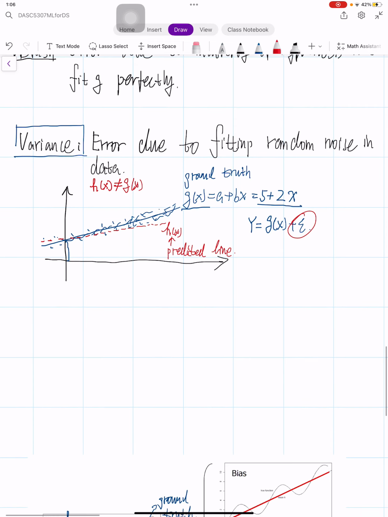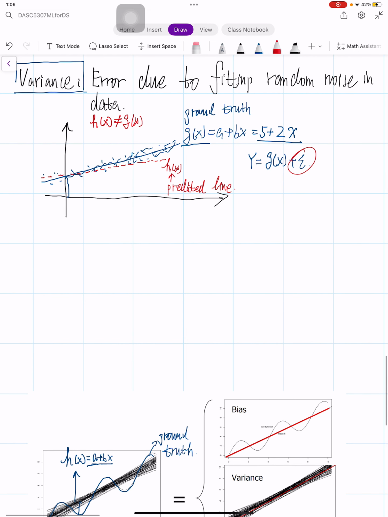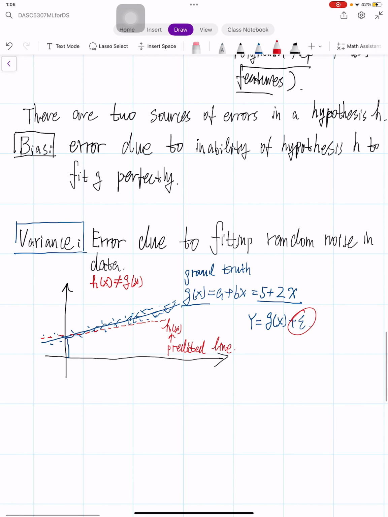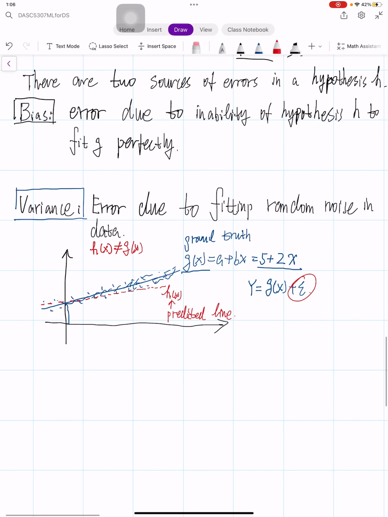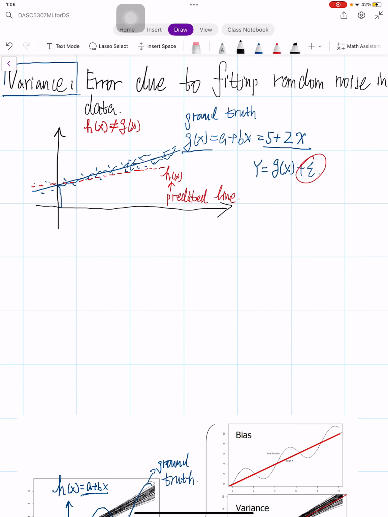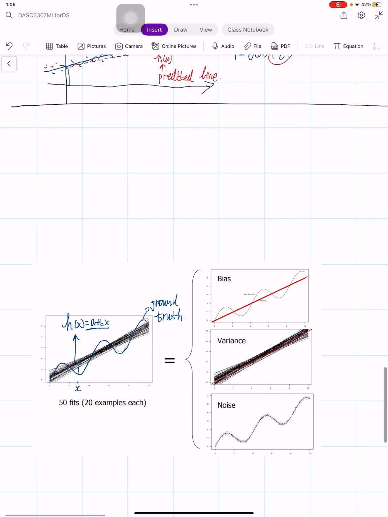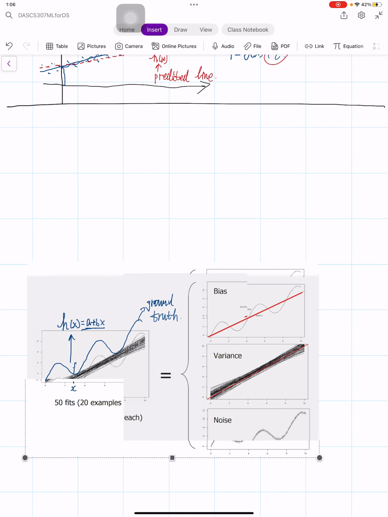Okay. And next, I will give you some formulas that can decompose the squared error loss into this bias and variance. Okay, let me write down here. I need more space.